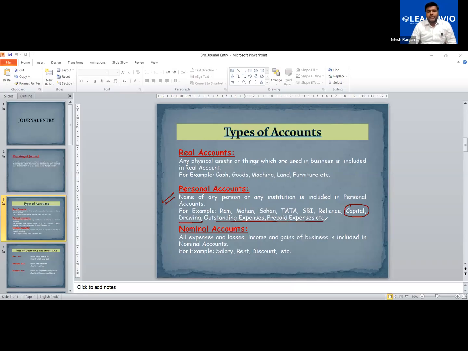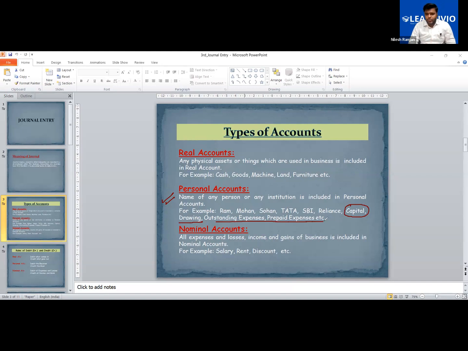Yes. Okay. The next is a real account. Any physical asset or things which are used in business is included in real account. For example, cash, goods, machine, land, furniture. So whenever you start a business, there are some items that you use to run your business. Like you have to purchase a building or rent it out. I'm not saying that you have to purchase it, but if we are purchasing it, then it is our asset. If we have furniture, then it is our asset. If we have machines, so anything that we use in our business for long term or short term, it doesn't matter. It is called real.